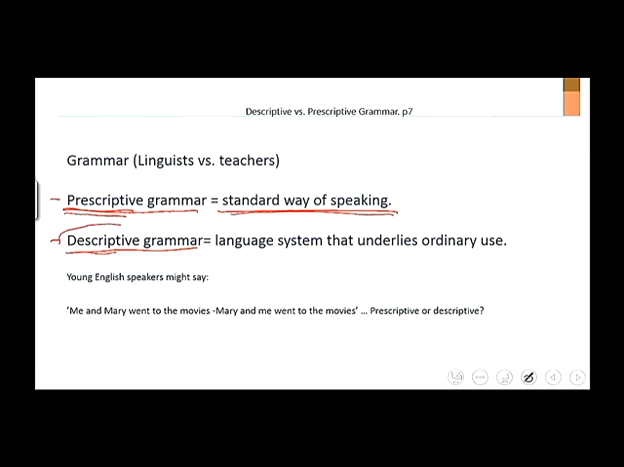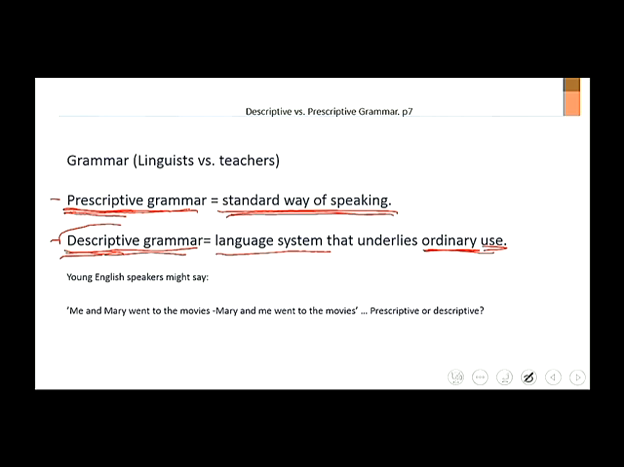Actually, native speakers sometimes speak differently depending on where they are. So they speak different dialects, sometimes they speak in different, let's say, types of language, just to make it easier. So, descriptive is describing how people use the language. So it's a language system that underlies ordinary use. So when you go to a restaurant, or in the house, for example, how do you speak language? Do you speak the standard way of speaking, or do you speak just ordinary language use? If it's ordinary, you describe how people use language, then this is descriptive. Okay, if you tell people you have to speak like this, it's prescriptive.